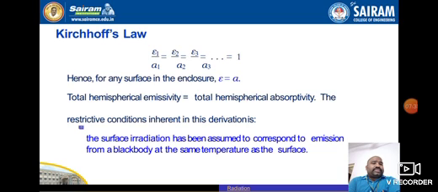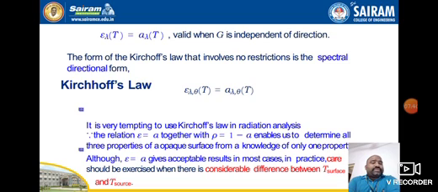The surface irradiation has been assumed to correspond to the emission from a black body at some temperature, as for the surfaces. You can see this equation epsilon lambda of T is equal to A lambda of T. It is valid only when G is independent of the direction, that is the intensity of the radiation. So the form of Kirchhoff's law that involves no restriction is the spectral directional form. That is, we can write epsilon lambda comma theta of T is equal to A lambda comma theta of T. So this is Kirchhoff's law.